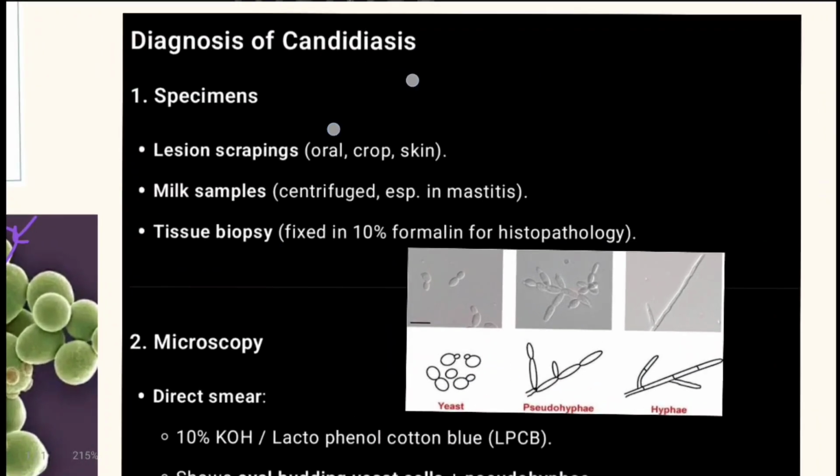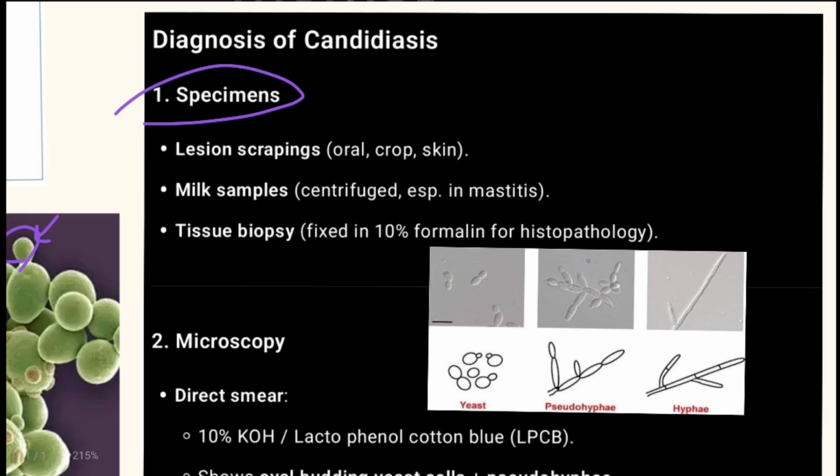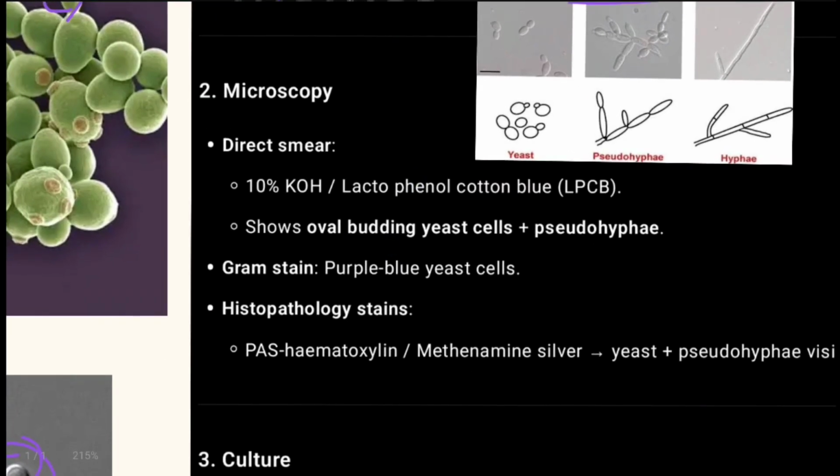When it comes to the actual diagnosis, the first method is the collection of samples or specimens. Usually we can go for lesion scrapings, the lesions from the oral, crop or skin tissues. In case of cattle mastitis, one can go for milk sample collection. And if somebody wants to go for histopathology, they can take a tissue biopsy. Once the tissues are collected, they will be examined under the microscope. There are different methods of microscopy.